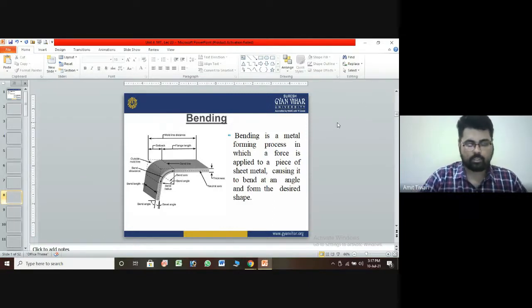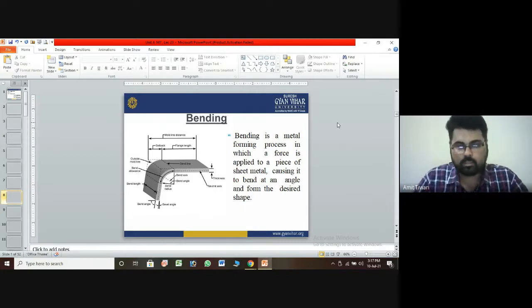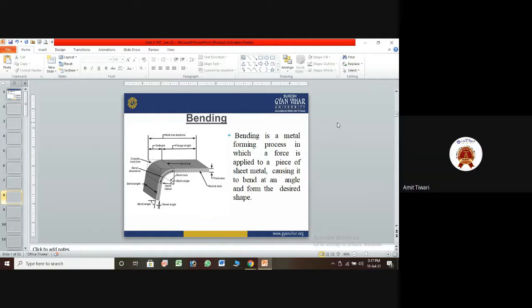It is simple to understand: bending is a process in which a force is applied to a piece of sheet metal, causing it to bend at an angle from the desired shape it will form. So these are some basics required to understand metal forming processes.